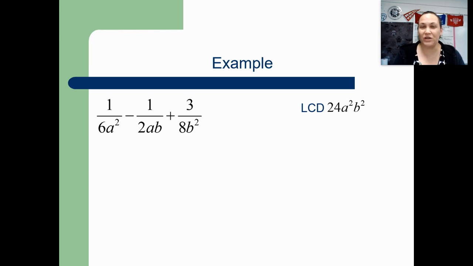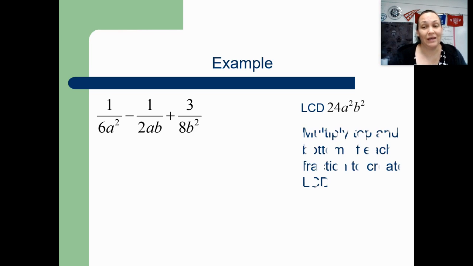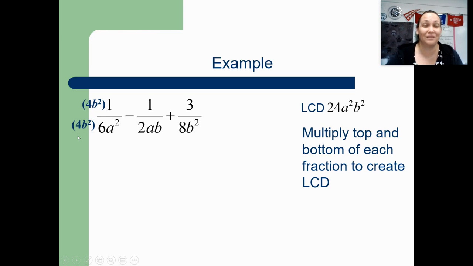Once you've decided on what your LCD is, you're going to multiply each fraction individually on the top and bottom by the same thing, creating the LCD on the bottom of the fraction. So I already said on the first fraction, 6 times 4 will give me 24, so I'm going to multiply by 4. For my variables, I already have an A squared, but I am missing the B squared, so I will also need to multiply by the B squared. And whenever you multiply a fraction, you have to do the top and bottom by the same thing.